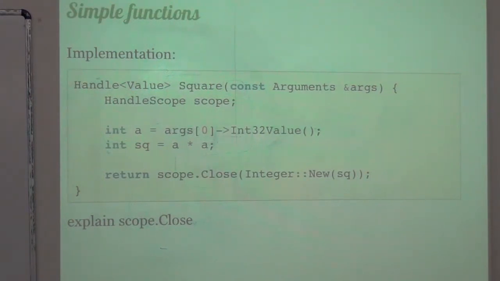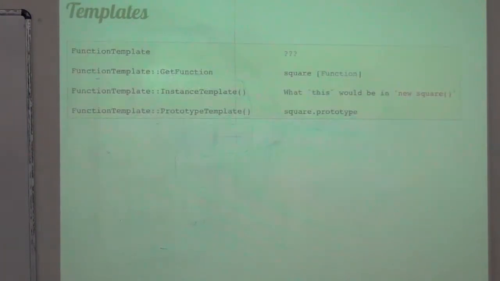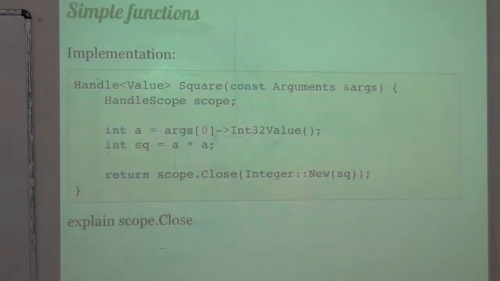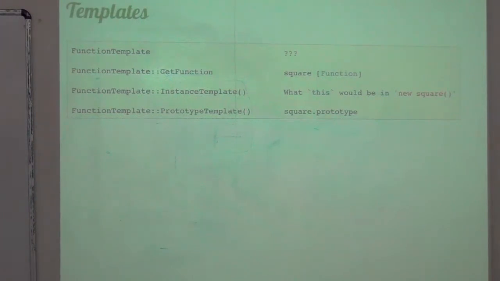Basically, anytime you want to return something, it's best to wrap it in scope.close, right? You don't need to instantiate the scope there? If you see the first line, it's HandleScope scope, and that's basically all you need to do, and internally it will handle that. So, this is like the analogy from C++ V8 to what happens in actual JavaScript.